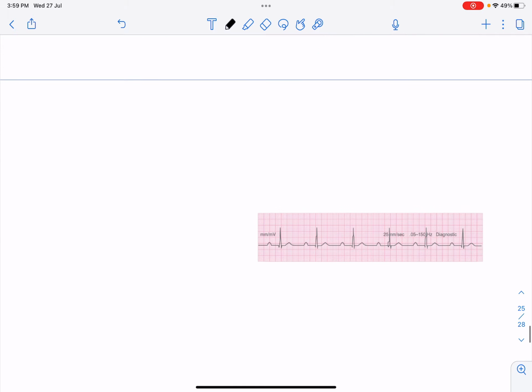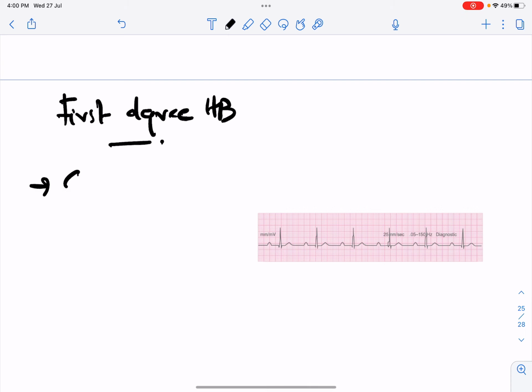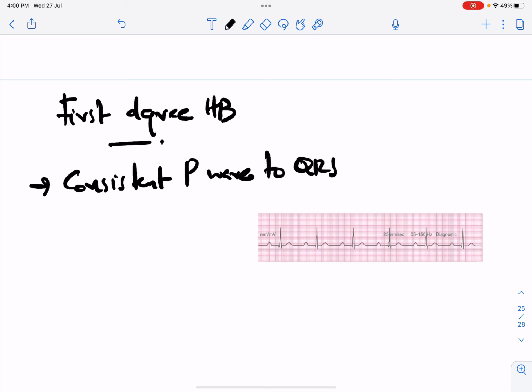Now moving on to the heart blocks. So first degree heart block. In first degree heart block, there will be a P wave followed by QRS complex. So there will be a consistent P wave to QRS complex relation. Every P wave is followed by a QRS complex. But the problem is the PR interval will be prolonged.